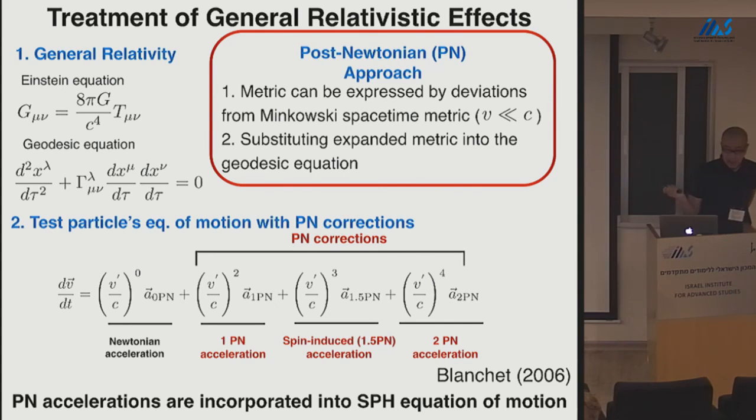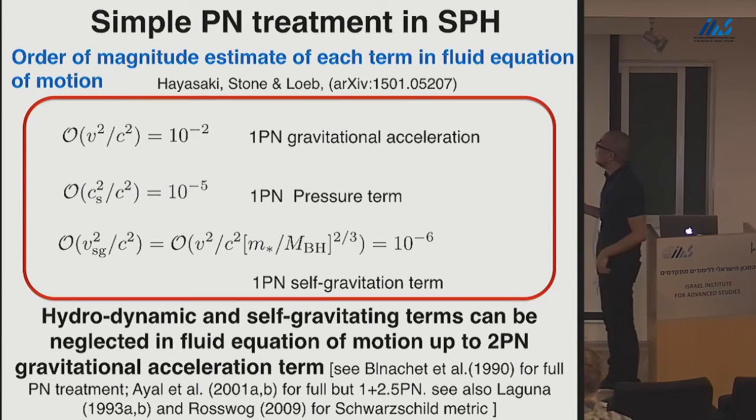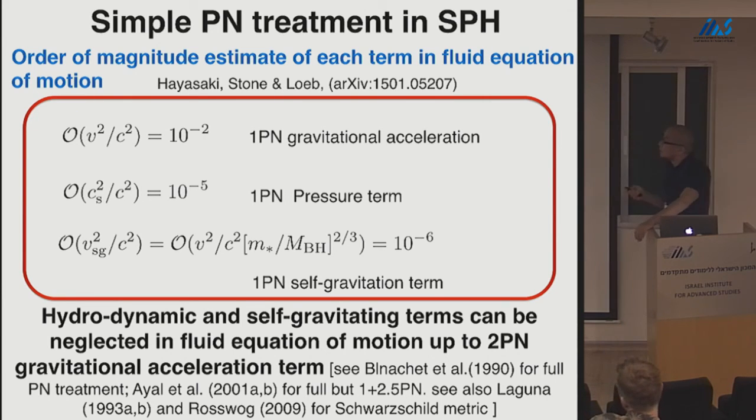So the problem is, how do we treat the hydrodynamic term in the SPH equation of motion? We can make an order of magnitude estimate of each term in the fluid equation of motion. This is the example: this is the order of magnitude of the 1PN gravitational acceleration, this is the 1PN pressure term, and this is the 1PN self-gravitational term. So you can see the hydrodynamic and self-gravitational terms can be neglected because they are much smaller than the 1PN gravitational acceleration term.